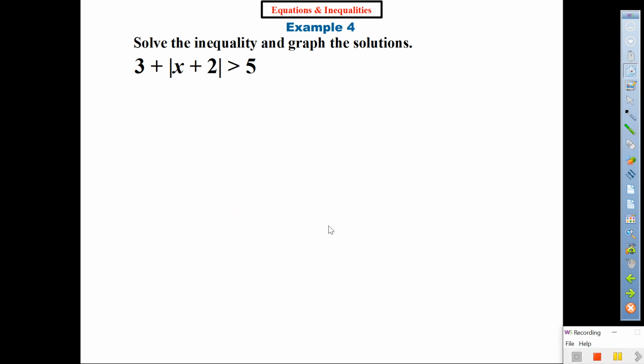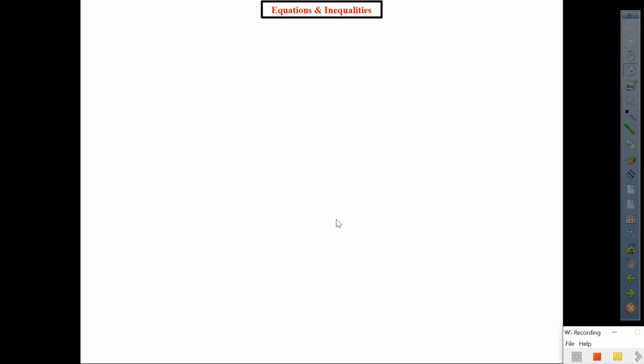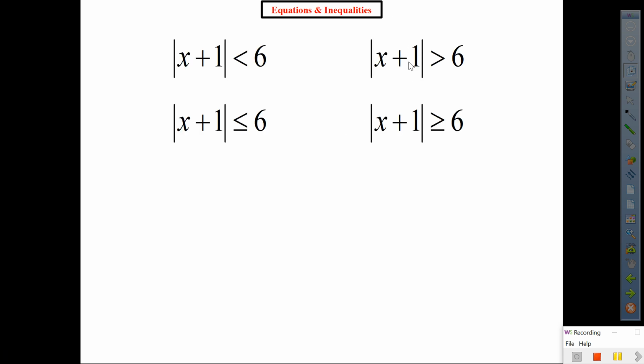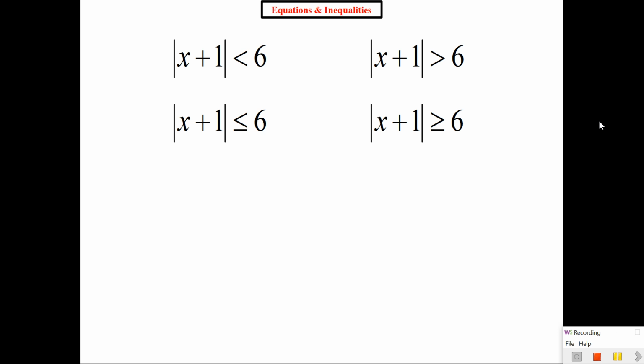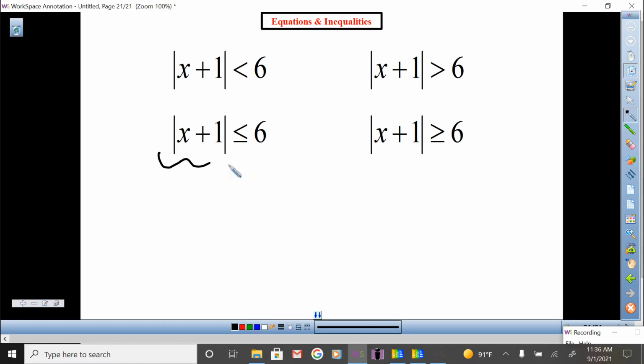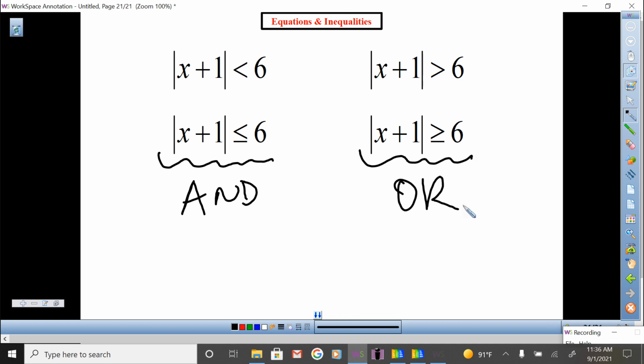So, check this out. What can we conclude? If we have absolute value inequalities, and the inequality is pointing left, what kind of inequalities are these? And if we have absolute value inequalities with the inequality pointing to the right, we have OR. So therefore, copy that please. And underneath these, you're going to write OR.